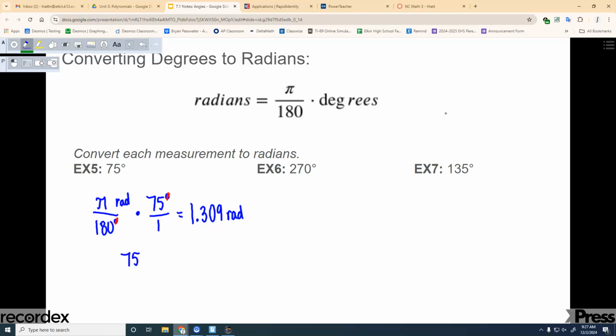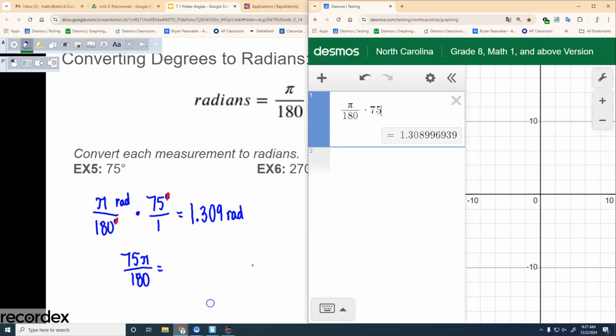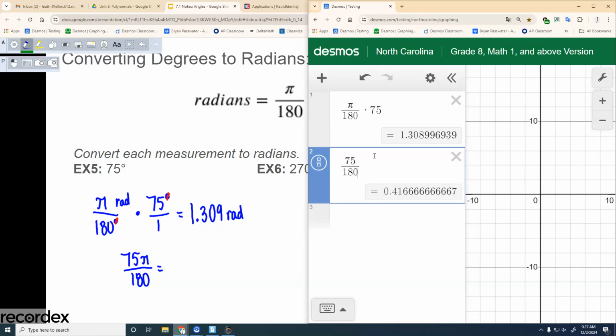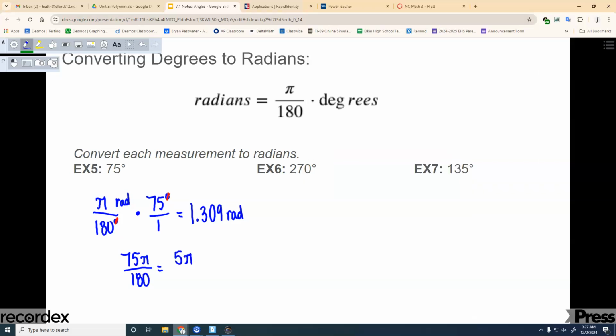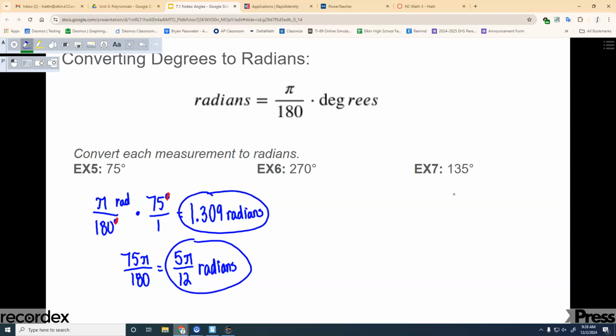Or the way that I would do this is, if you just multiply fractions, you multiply straight across. So you get 75 pi over 180. And then you're going to reduce that. If you're reducing it in Desmos, don't include the pi. Do 75 over 180, and if you hit this button right here, it will change it to a fraction for you. So it'll be 5 over 12. So 5 pi over 12 radians. Both of these are acceptable answers, but the second one is the one you're more likely to see on the answer choices.